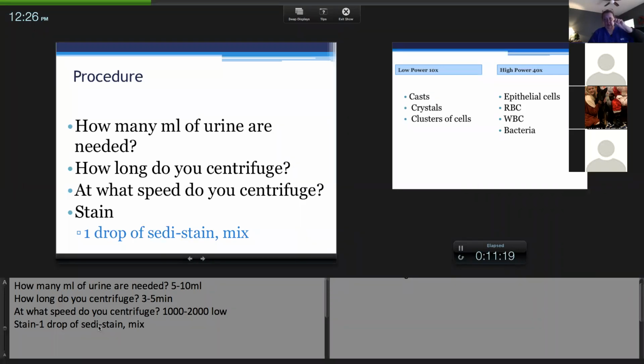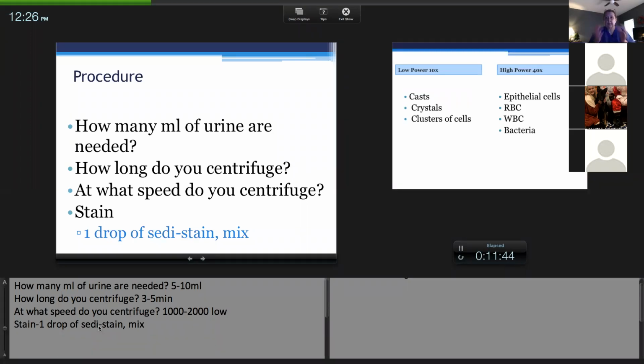I leave just a little bit. I would tap it on the counter to resuspend that sediment at the bottom of the tube. And then I would usually put it on the slide and put one drop of the Sedi-Stain. Now, some people, like what it's saying here, put the drop of Sedi-Stain in the tube and mix it together. I've seen people do both.